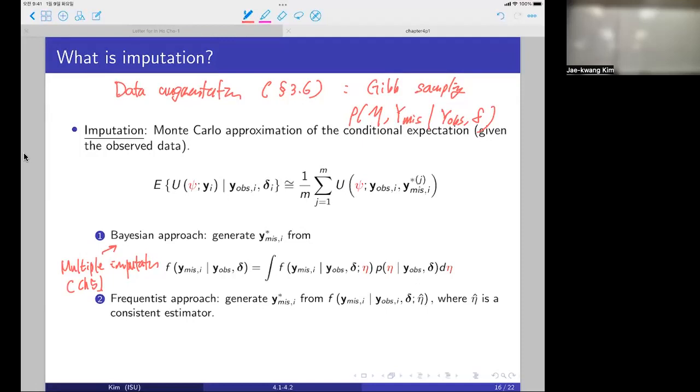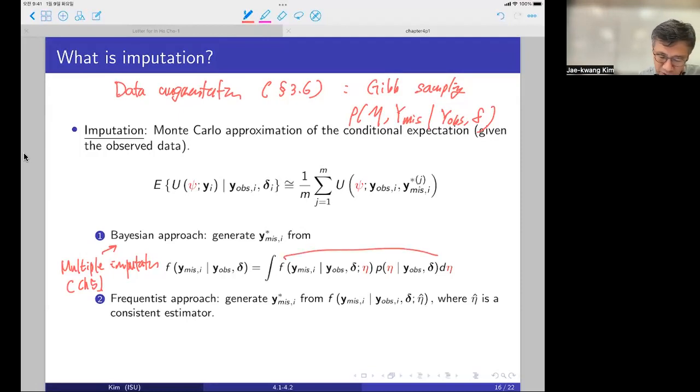And also if we know this imputation, then the posterior distribution is easy. So that is the I step and the P step, right? So that is the data augmentation.